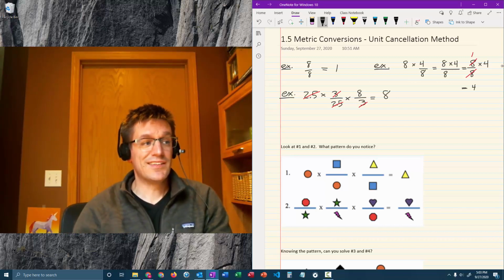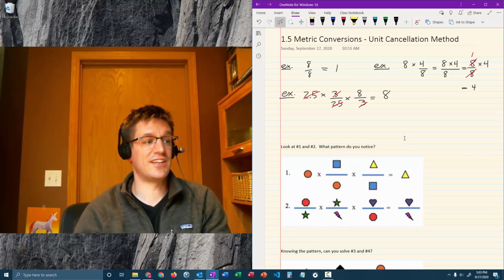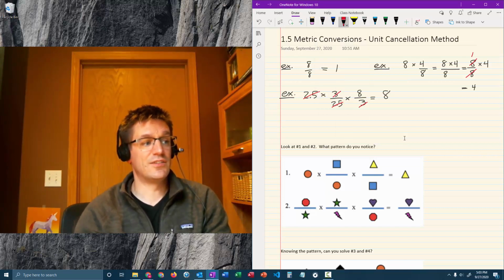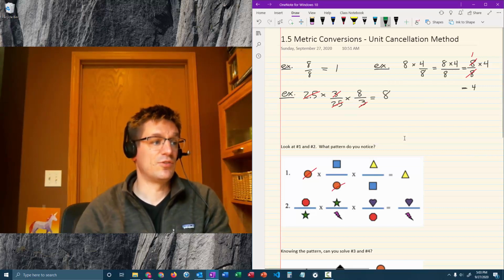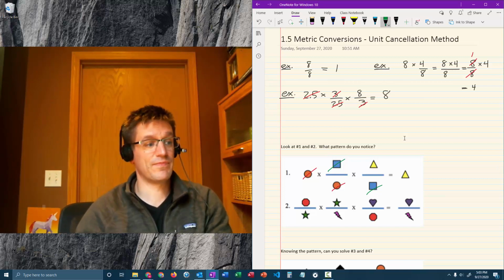Okay? This doesn't just work for numbers. If we look down here, I've got some imagery, and you'll notice that I've got the same sort of pattern that I did up here. I have some shapes where the shape is on top and on bottom, and you can see that the orange circles and the blue squares, they cancel, leaving just the triangle. Okay, so just like I did with the numbers, if I've got the same shape on top as I do on the bottom, then I can cancel those out, and what's left over is the final answer.